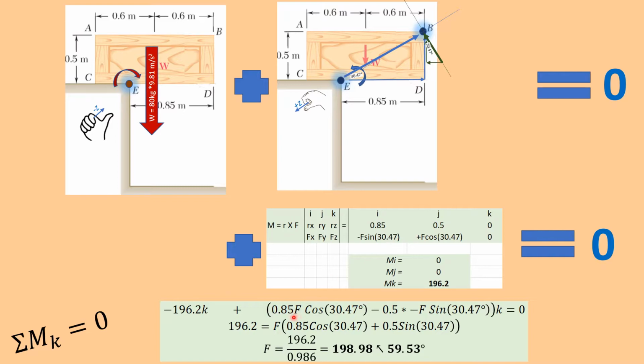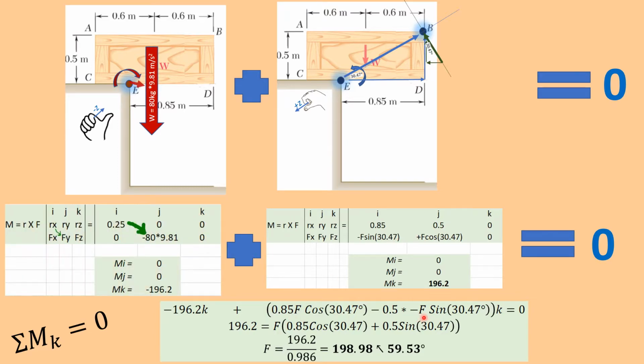We have everything, instead of Fx and Fy, everything is now in terms of just the overall force, and we can solve for what our force is, and it ends up being 198.98 newtons. We can either label that angle as 30 degrees or 59.53 degrees. So either way, draw a little vector next to it to describe what that angle is, if it's with respect to the horizontal or the vertical, because sometimes that's a little confusing.